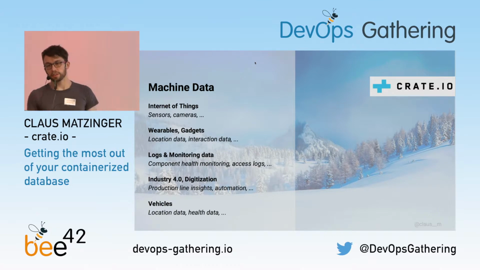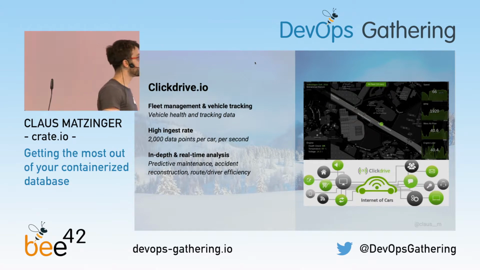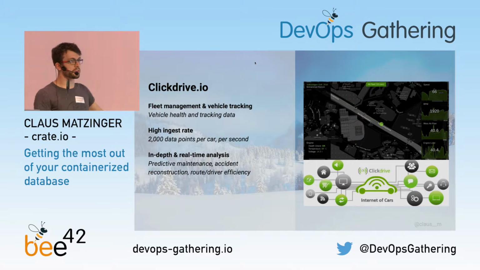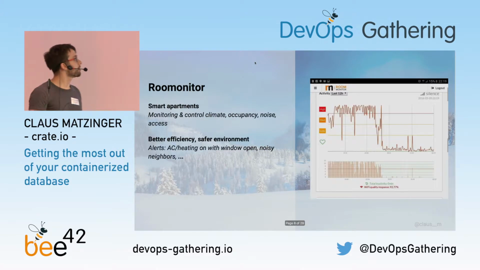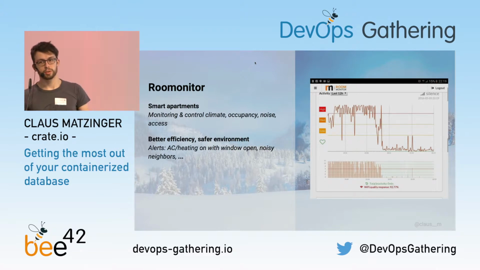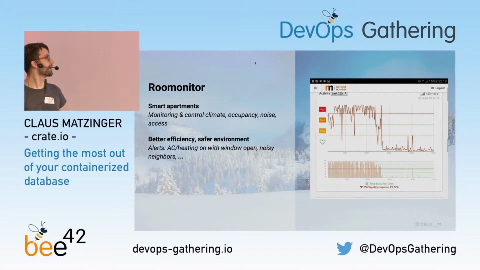Speaking of cars, we have seen a few users like ClickDrive who do car monitoring and predictive maintenance on top of that. They have like 2,000 data points a second per car, and do fleet tracking, which is very popular. Something very similar is Room Monitor, which does smart apartments for hotel rooms, basically predictive maintenance in the sense that you can go into the room and tell people to be quiet before the neighbors call, essentially.